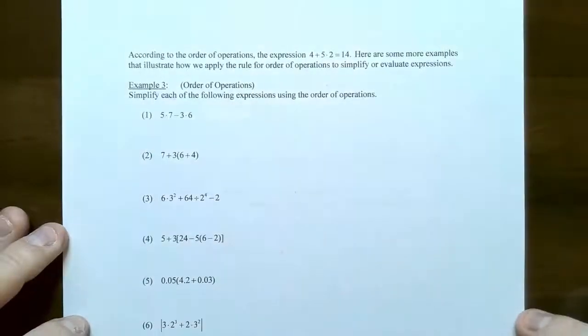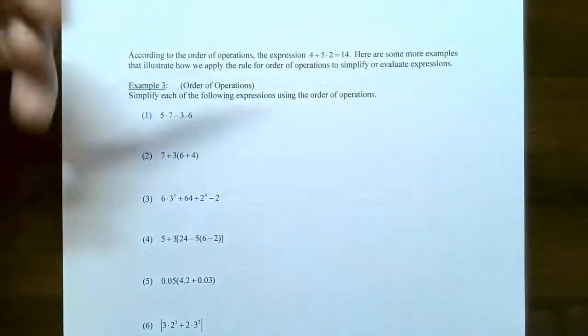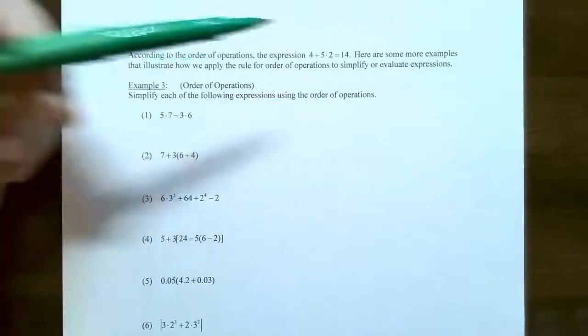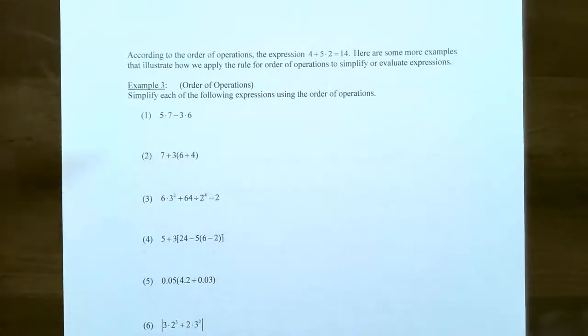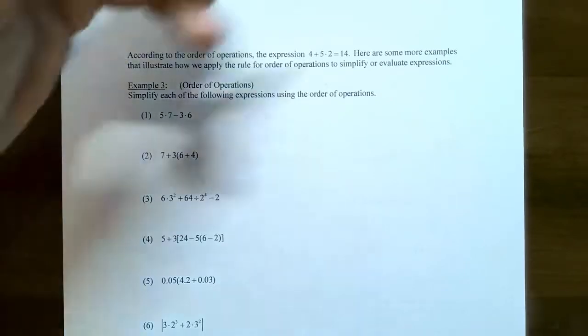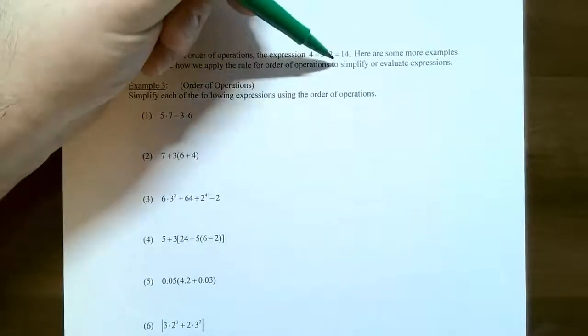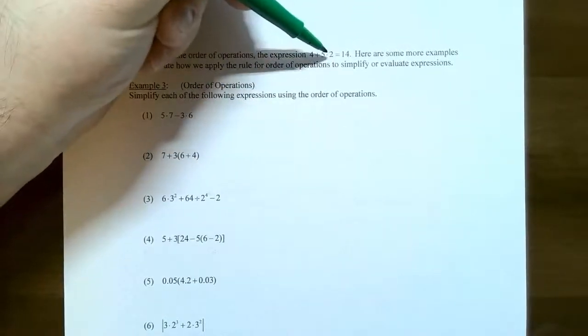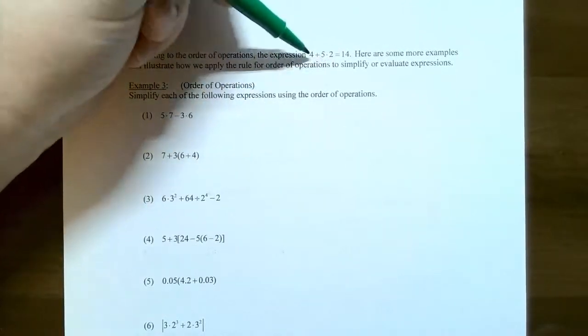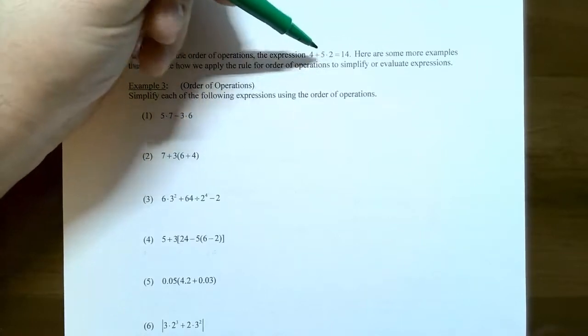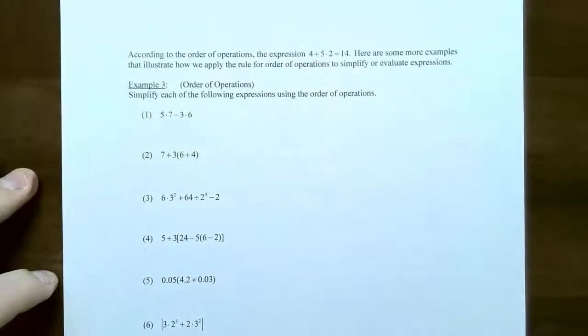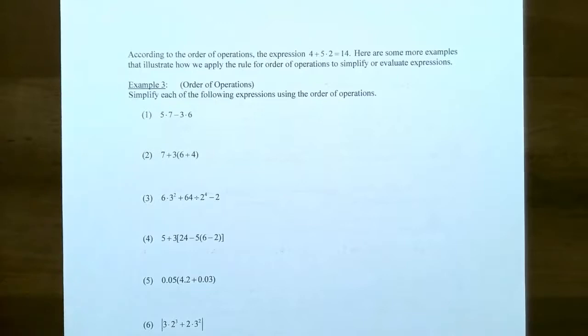So let's go back to the problem that we were talking about earlier. We had 4 plus 5 times 2. That was the mathematical expression. The answer was 18 or 14. Well, if you use the order of operations correctly, you'll have 5 times 2. Multiplication must be done first. So 5 times 2 is 10. Then you do addition second. 10 plus 4 gives you 14. So 14 is the correct answer using the order of operations.